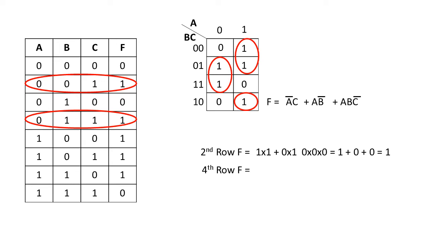Now move to the fourth row. So put the values here, that is 0. Okay, so you can see not A means 1, 1 into 0. Observe closely. We are checking the formula out here.